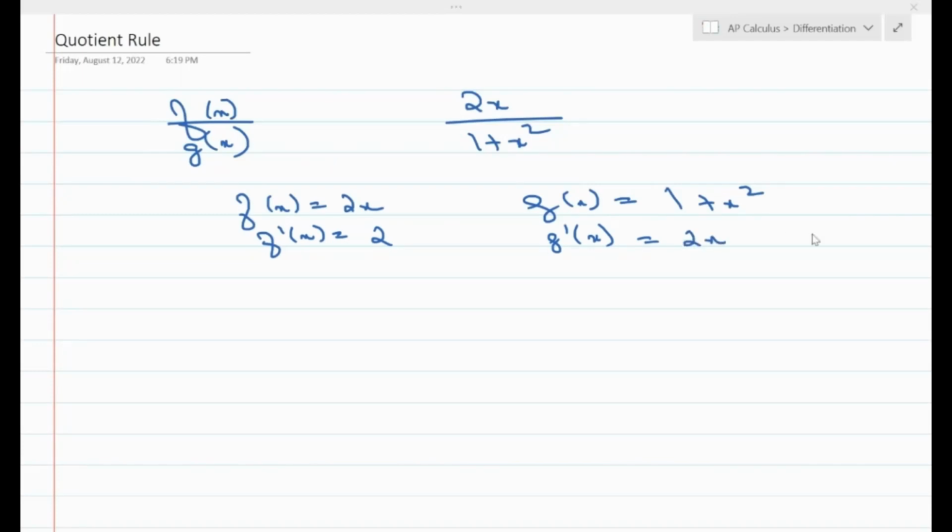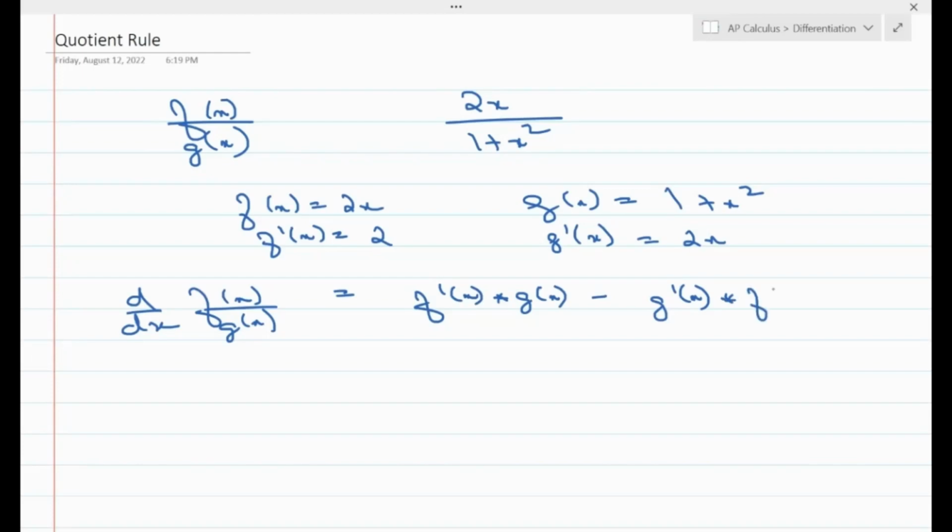But the change comes in the formula. So I'll show you the formula. The formula looks intimidating, but just bear with me. dy by dx, or d by dx of f of x by g of x, is given as f dash of x times g of x minus g dash of x times f of x, divided by g of x whole square. So it's the first function or the numerator: differentiate the numerator times denominator minus differentiate the denominator times numerator, divided by denominator whole square.